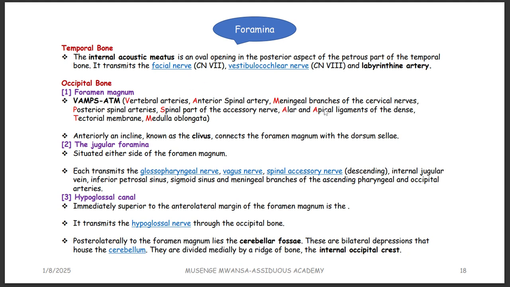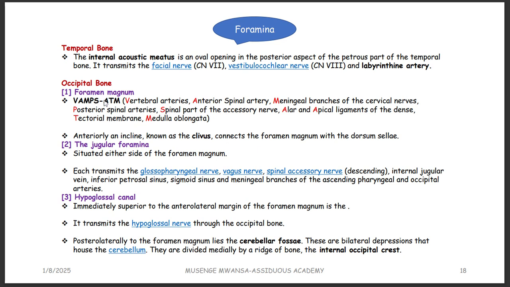The M there is the meningeal branch of the cervical nerves. P is the posterior spinal arteries. You have got one anterior spinal artery, but the posterior spinal is not an artery but arteries because it's on both sides. And then the S is the spinal part of the accessory nerve. You know the accessory nerve, cranial nerve number 11. It has got the cranial part and the spinal part. So the spinal part will pass through this opening.